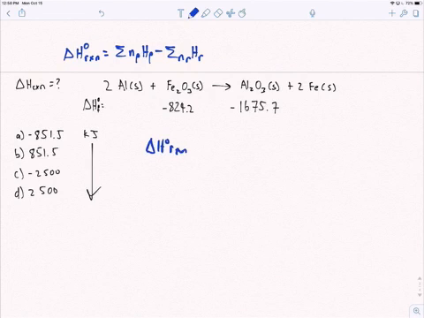Are you guys getting tired? Is that what it is? Lab and the Hess's law wore you out.